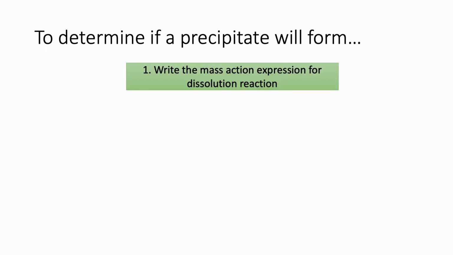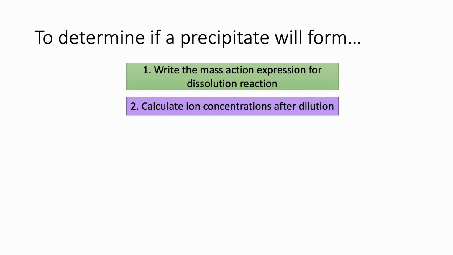So to figure out if a precipitate will form, we're going to start by writing the mass action expression for the dissolution reaction, which means you will need to write a balanced chemical reaction. Second, we're going to calculate our ion concentrations after dilution. When you did precipitation reactions in lab, what you noticed was that you had two solutions where everything was perfectly dissolved, and the precipitate did not form until you poured those two solutions together.